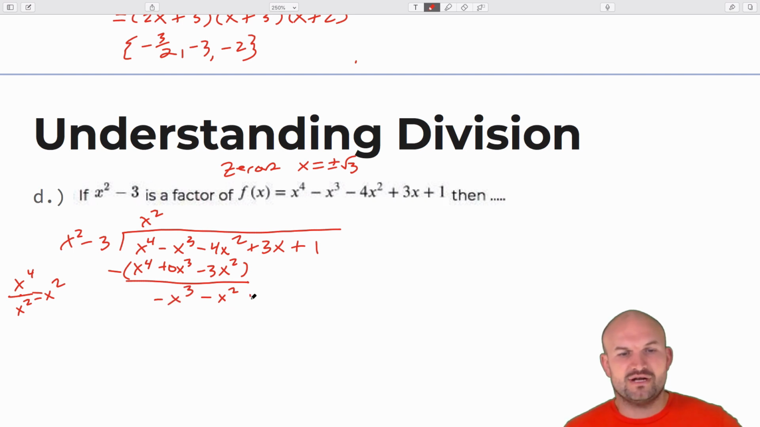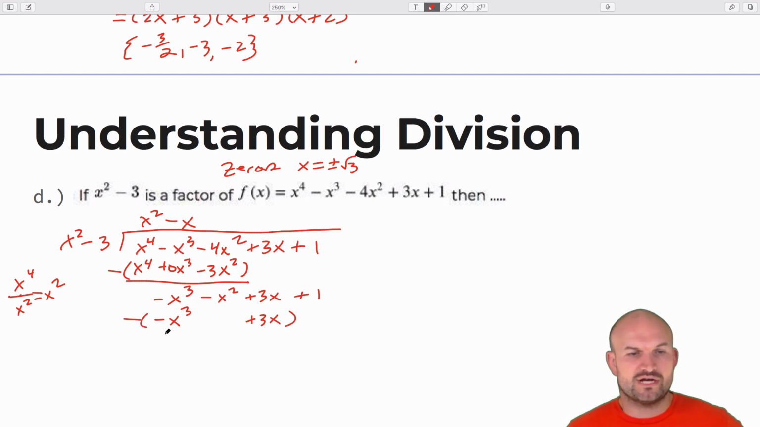All right, and in this case I'm just going to bring down everything. This is another way you can do it. You can just bring down everything every time for the row. X squared divides into a negative x cubed. That's going to be a negative x times. Negative x times x squared is negative x cubed. And negative x times negative 3 is going to be a positive 3x. So again, you subtract your rows here, and this gives me a negative x squared plus 1.